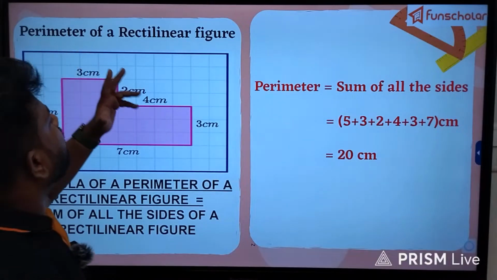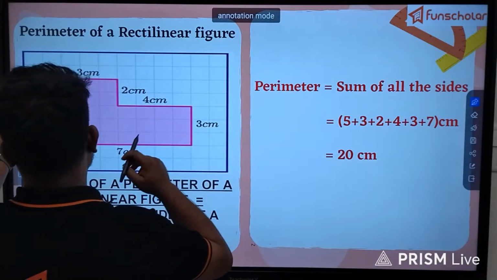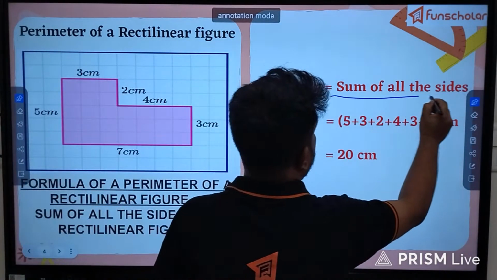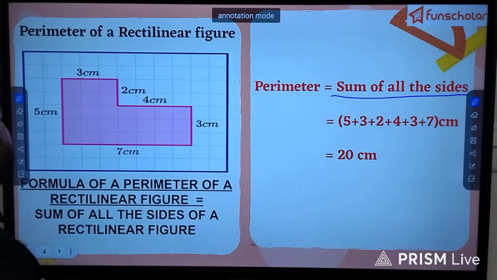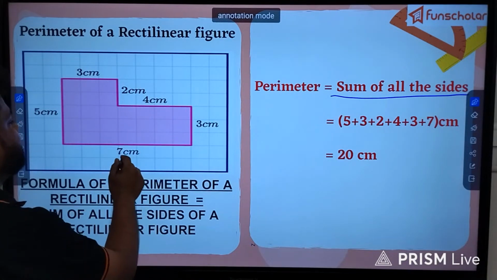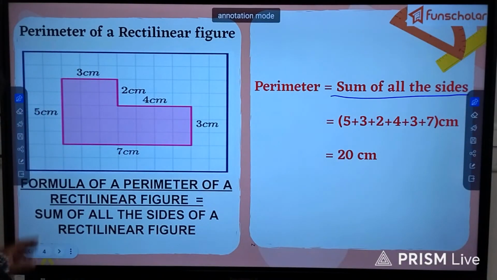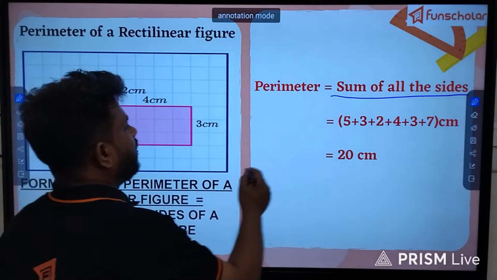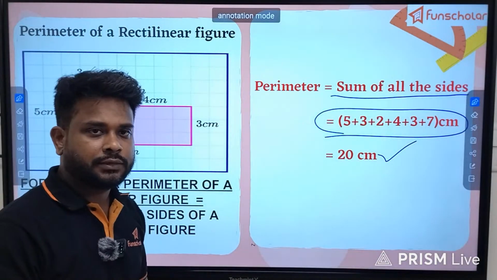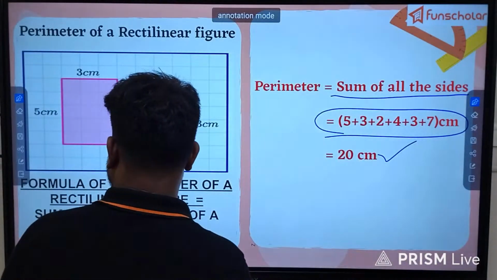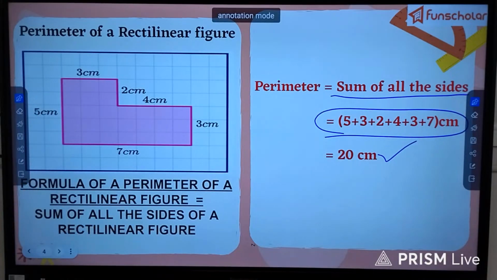That is the perimeter of a rectilinear figure. In short, perimeter is the sum of all the sides. Currently we have a rectilinear figure with sides of 7 cm, 3 cm, 4 cm, 2 cm, 3 cm and 5 cm. To find the perimeter of this figure, we have to add all of them and write the answer, that will be 24 cm. So the formula for the perimeter of a rectilinear figure is the sum of all its sides.